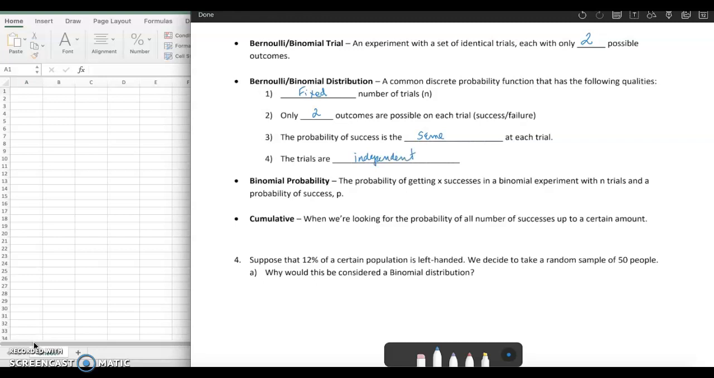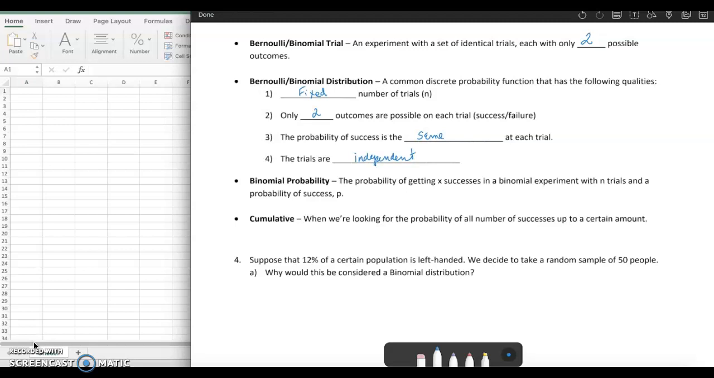This leads us to the binomial probability. That's the probability of getting X successes in a binomial experiment with N trials with a probability of success P for each trial. So that may sound really confusing, but whenever we go to Excel to calculate these, those are all pieces of information you're going to have to give it.